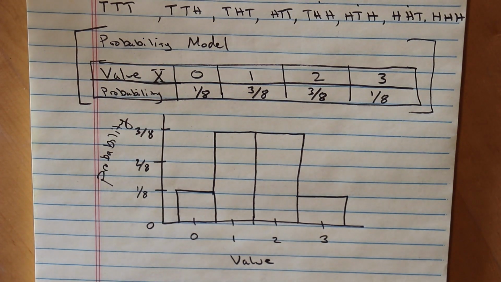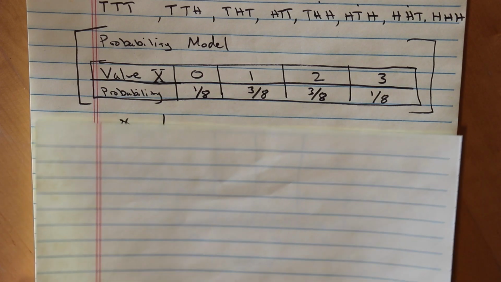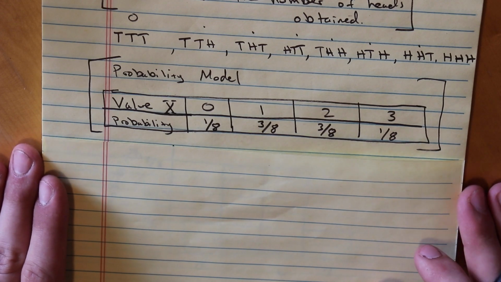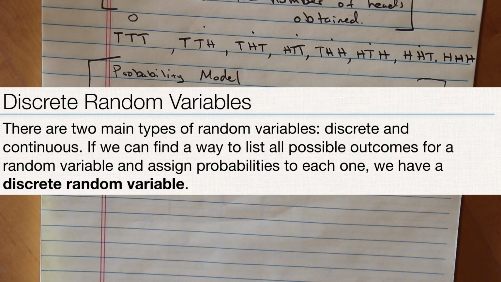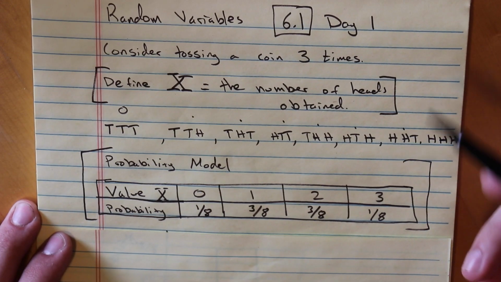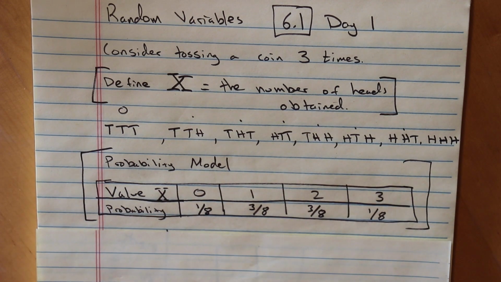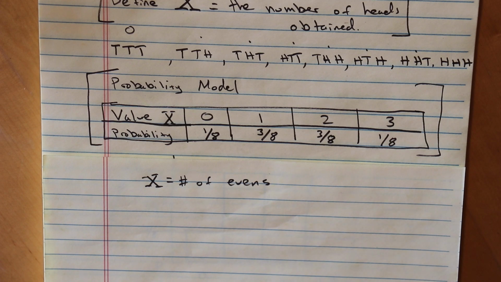There are a few rules for random variables. Let's talk about these rules for a second, then I'll think back to this as well. So there are two main types of random variables, discrete and continuous. If we can find a way to list all the possible outcomes for a random variable and assign probabilities to each one, we have what's called a discrete random variable. So in this case, this is a discrete random variable because I can count the values that it takes on. If you can't count it or if you can't list it, that's called a continuous random variable.